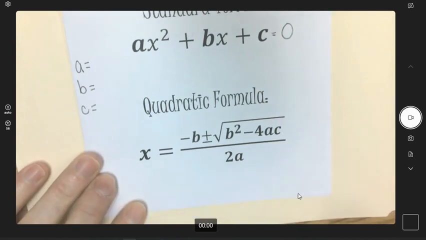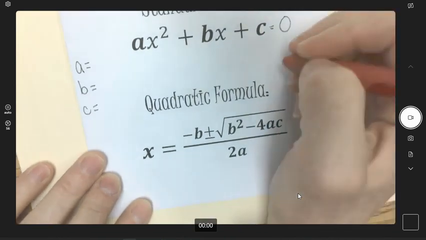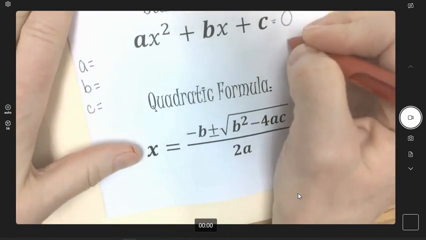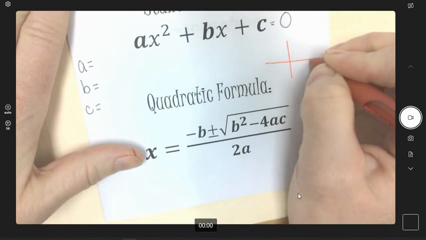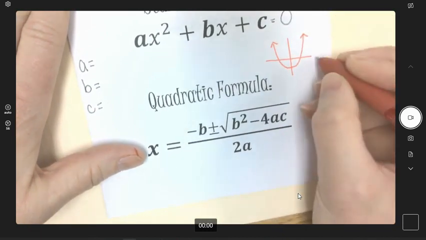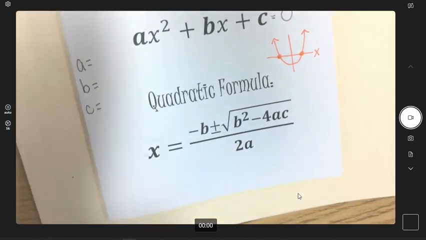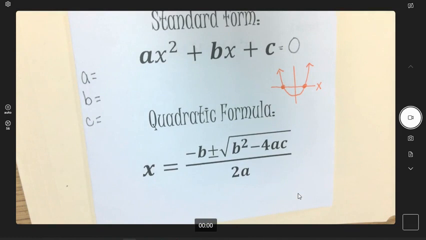We're going to use Desmos, and we're going to plug this in. And what we're actually looking for is where the quadratic parabola meets the x-axis. So it's these two, or it could be 1, or it could be no times that it crosses the x-axis.